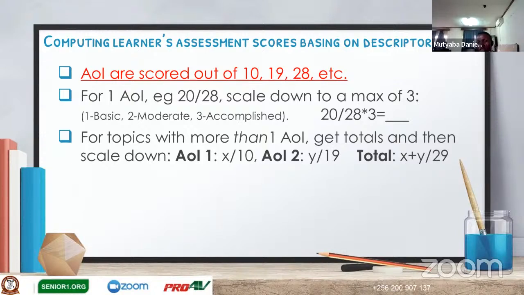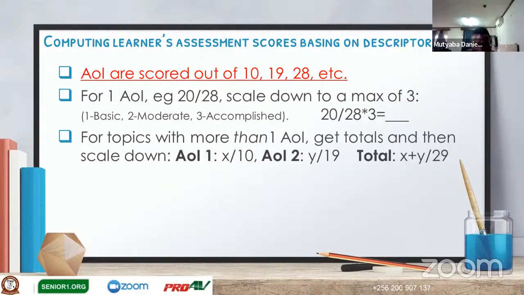the one that has maybe 3 bases of evaluation, the learner could have scored 20. And now we are scaling it down to a maximum of 3, which is the maximum descriptor. And we are saying that base key is 2. If the learner gets base key 1, then 2 for moderate, then 3 for accomplished.